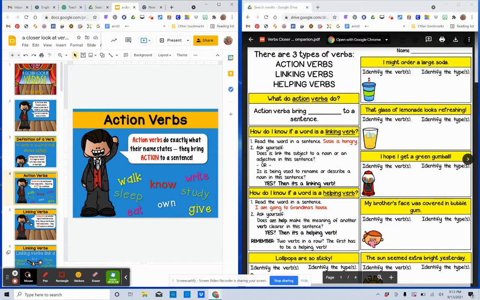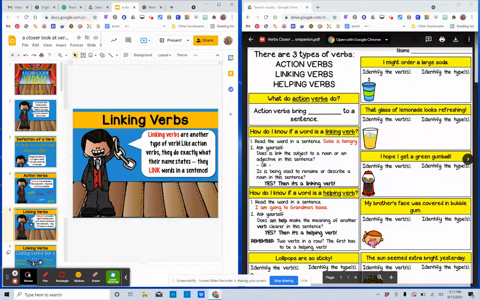You've got action verbs that do exactly what their name states, they bring action to a sentence. Over here on the right hand side, where it says action verbs bring blank to a sentence, you would type in action. Whenever you are completing this in Cami, you're going to have your screen split like this, so that you can watch the video on this side and complete it over here. So you're going to have two screens going.